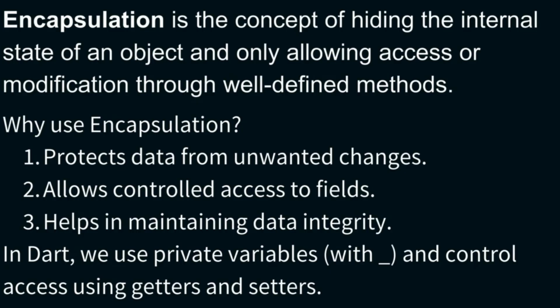In Dart, we achieve encapsulation by using private variables and getters and setters. A private variable is simply a variable that starts with an underscore, which makes it inaccessible from outside the class. But since we may still need to access or modify it, we use getter methods to retrieve the value and setter methods to update it with proper validation.